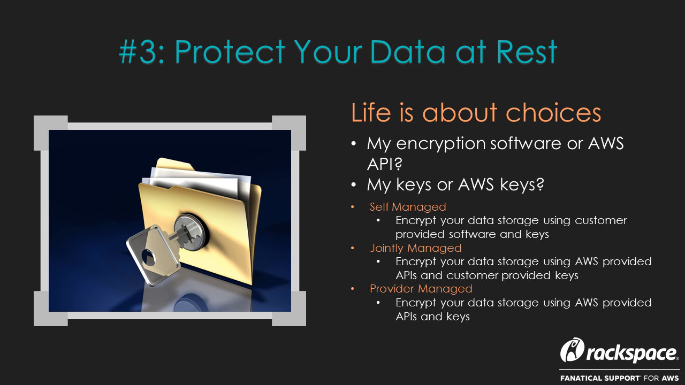You can go to a jointly managed environment where you're going to use the AWS provided APIs to encrypt, like EBS volume encryption behind the scenes, but you can provide your own keys. So you can provide the key by which you're encrypting, but it's still being done in the cloud. So at some point, the cloud provider has access to those keys. Or you can move completely to provider managed, where you're just going to get the keys directly from the cloud provider.